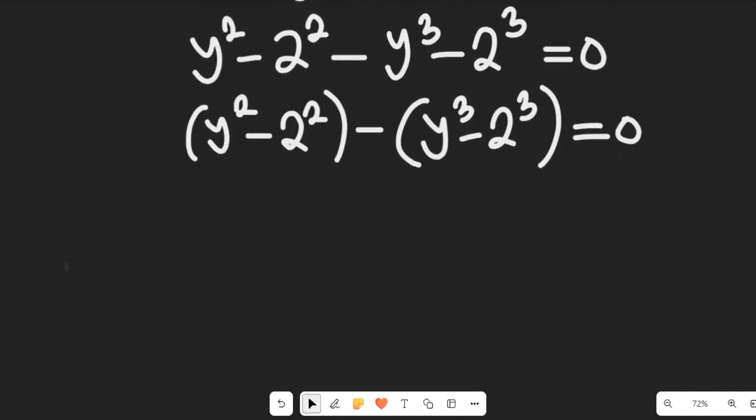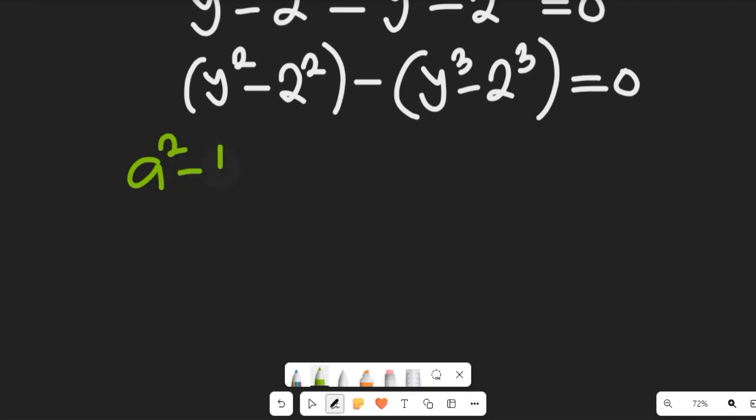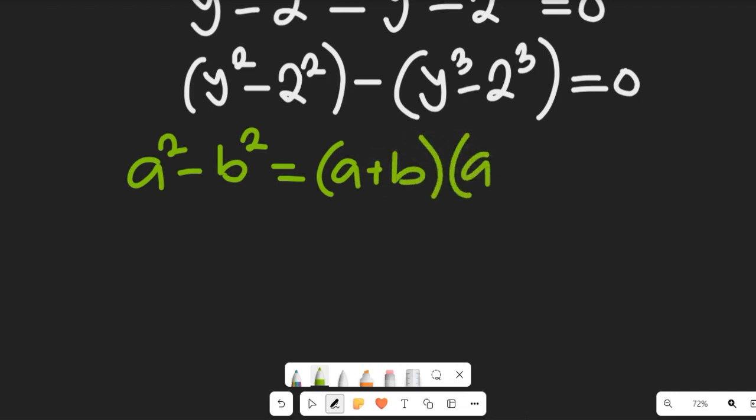Now, merely looking at these two different parts, you come to see that it reminds us of two algebraic formulas. The first one is the difference of two squares. If we have a to the power of 2 minus b to the power of 2, this will definitely be a plus b, right? Multiplied by a minus b. Good. So do you remember this algebraic expression?